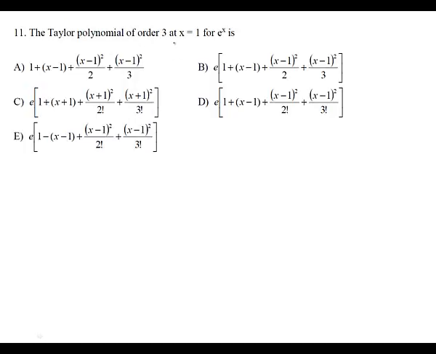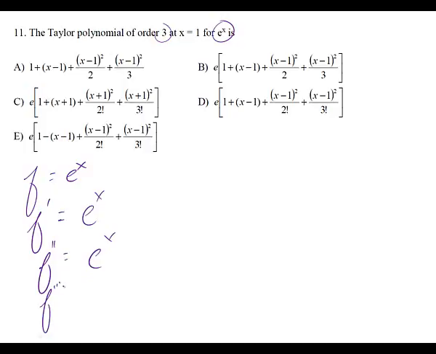So, Taylor polynomial order 3 means I need to go to the third derivative. So my original is just e to the x, right? Because it says the function's e to the x. My first derivative would be what? E to the x. My second derivative would be, you see why I'm doing this one the long way? Because it's not that bad.